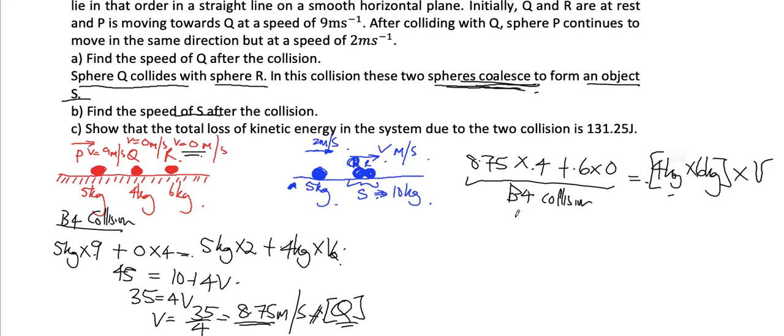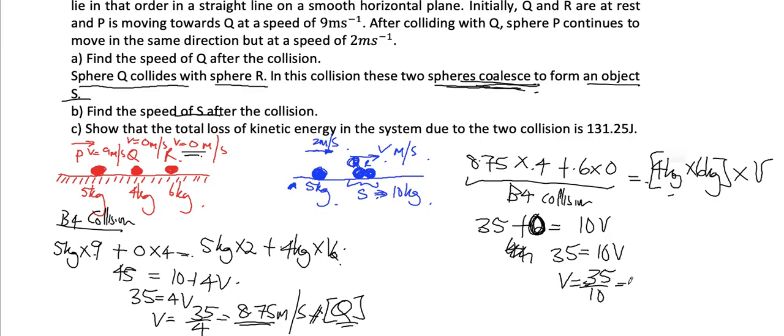So let's do this. 8.75 times 4 is 35, plus 6 times 0, sorry, pardon me, that is 0, it's not 6. So it should be 35 equals 10v, because 6 times 0 is 0. So 10v equals 35, divided by 10, v is 3.5 meters per second.